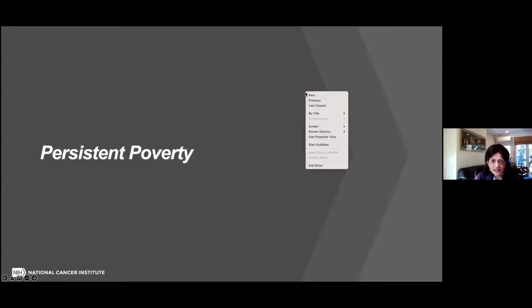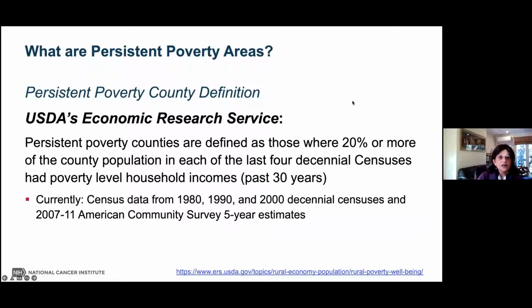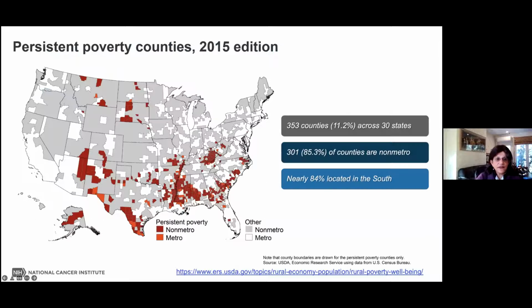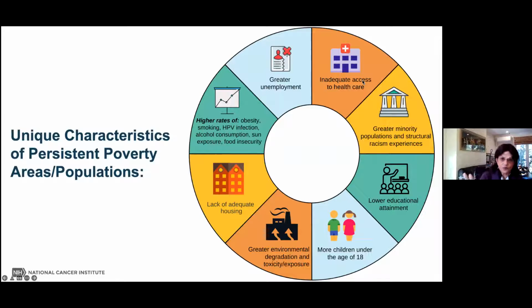Coming to persistent poverty. As we know, persistent poverty is defined at a county level, which means that there are very few areas across the US that really have persistent poverty. I'll come to what we did.